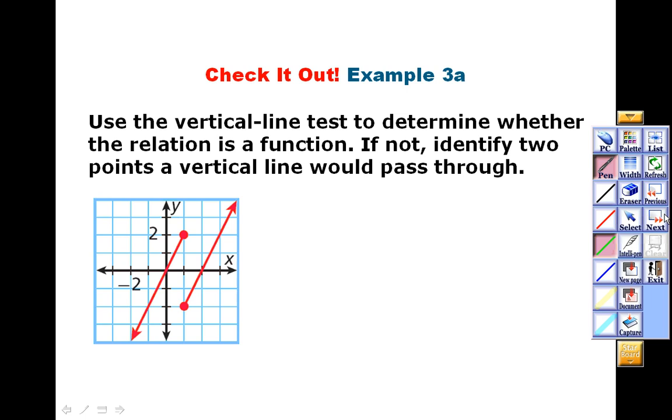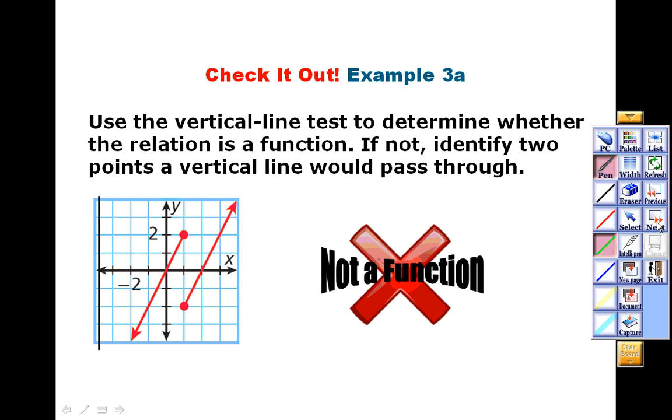And finally, let's look at this one. Is this relation a function? Use this line to help you confirm your answer. It is not a function. Well, why not? You'll notice right here that the line crosses these 2 points at the exact same time. So even though there's a break, it still hits 2 points at the same time on the vertical line. Therefore, this is not a function.